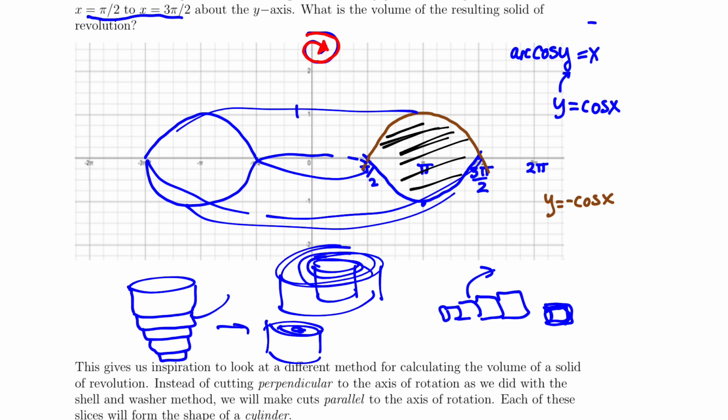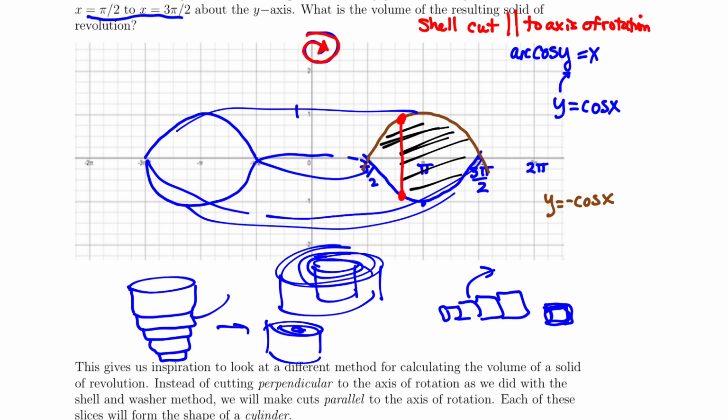I will put my axis back in there again, right? My axis of rotation. I am cutting circles around that axis of rotation. So what happens is, with the shell method, I am going to cut parallel to my axis of rotation. Watch. We're going to cut parallel to my axis of rotation.